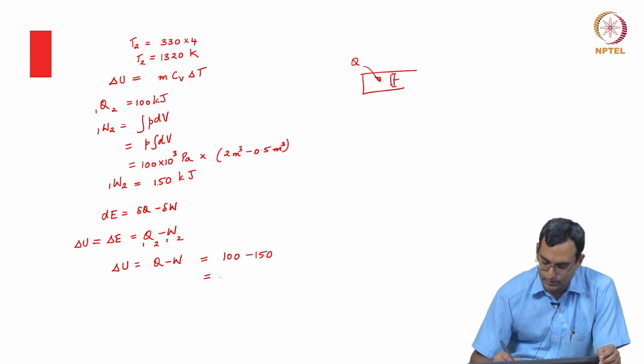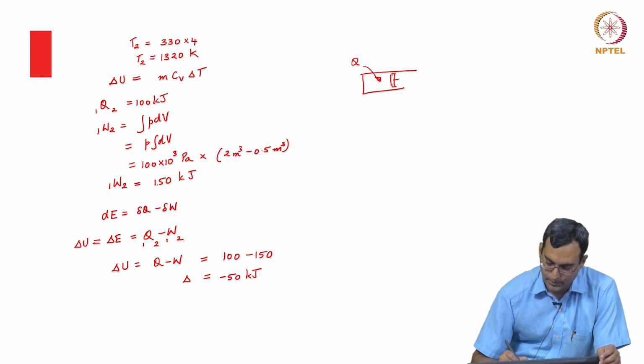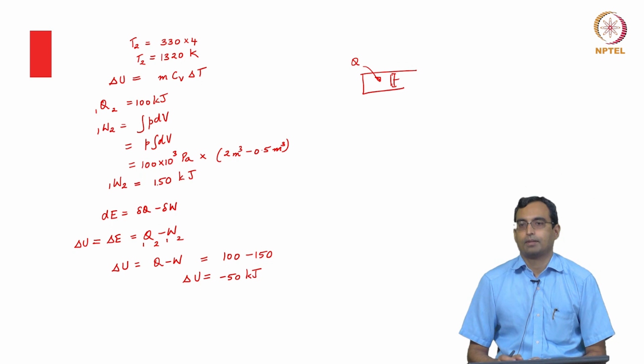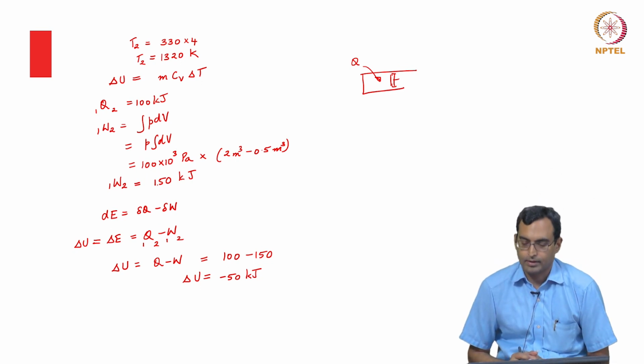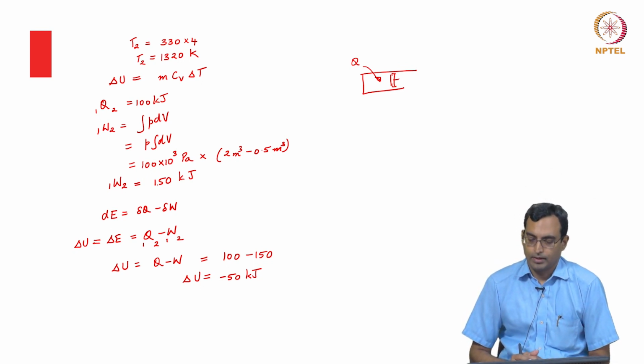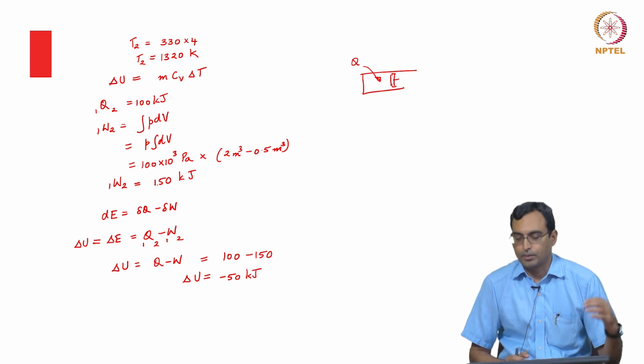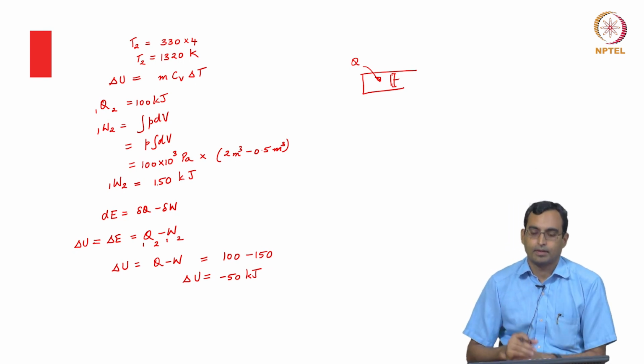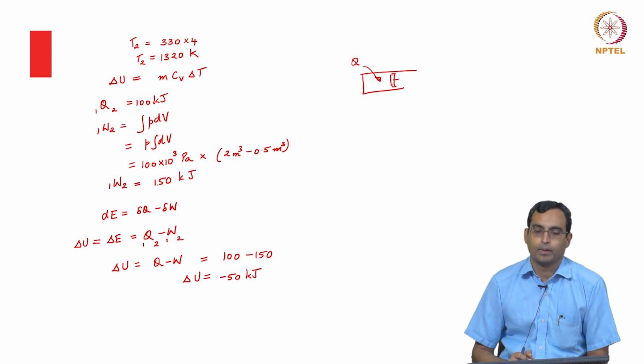So, I get this as minus 50 kilojoules, which means that the final internal energy of the system is lower than the initial internal energy of the system. So, this system is losing energy during this process. It is getting some amount of heat, but it is doing more work, and it is using up some of its savings of energy in doing this work. So, that is essentially what we see.